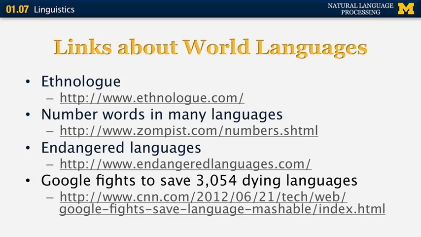Some of the other websites that I would recommend about world languages are included on this slide. The first one is called Ethnologue. It's a very large website that covers about 7,000 languages in the world. It includes a lot of statistics and examples of their usage. The next site is a very long list of the common number words like 1, 10, 100, and so on in many different languages. And then I would like to use this opportunity to raise the issue of endangered languages.